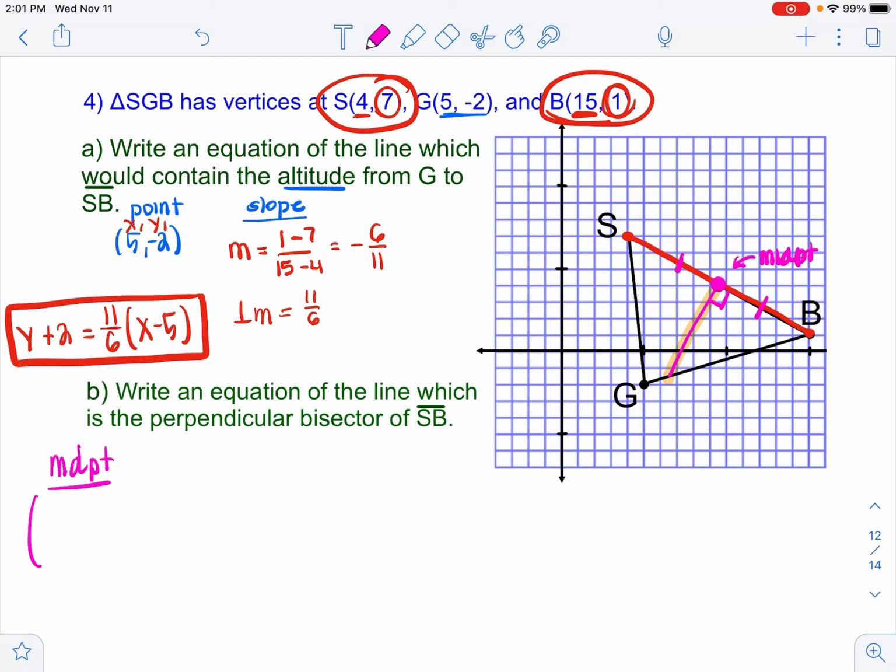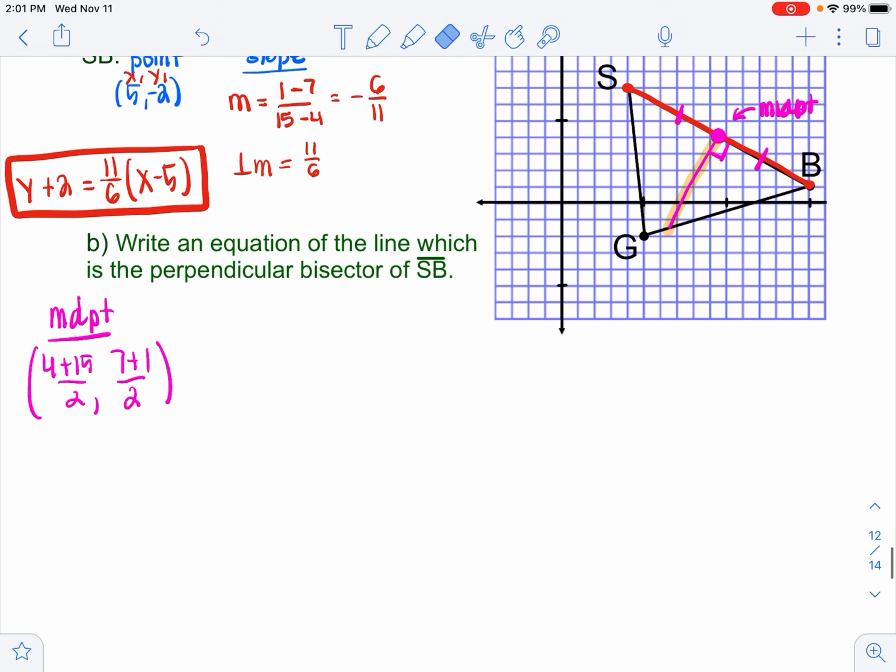So I'm going to add my x values, 4 plus 15, divide that by 2. Add my y values, 7 plus 1 divided by 2. I want to make sure that's a 1 and not a negative 1 real quick. It is. Okay. Now I know where my midpoint is. 4 plus 15 is 19, so 19 halves. If you want to write 9.5, I'm fine with that. And then 7 plus 1 is 8. 8 divided by 2 is 4. There's my point.